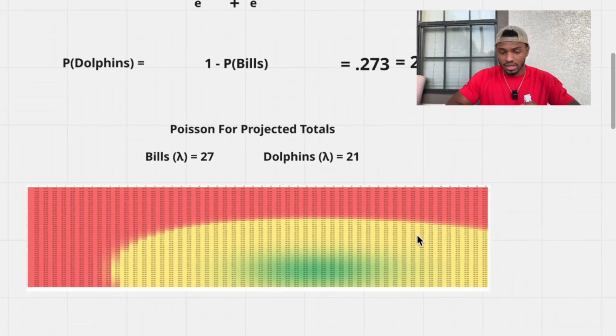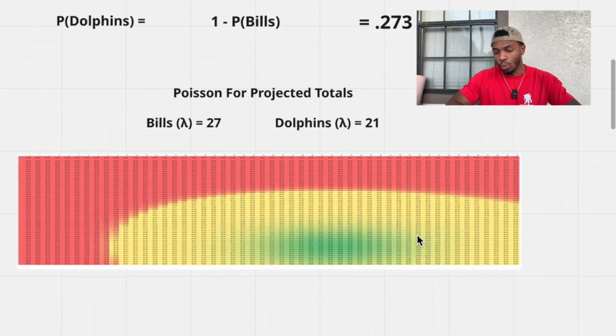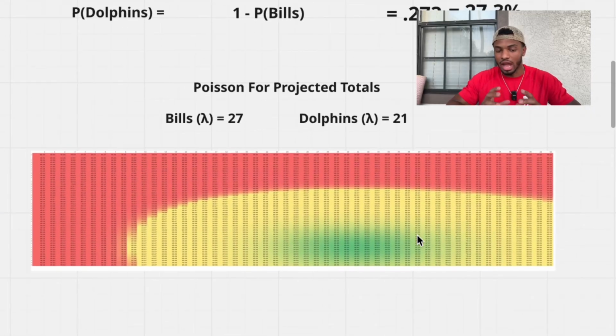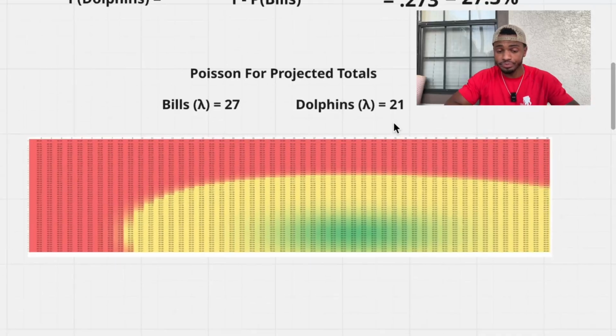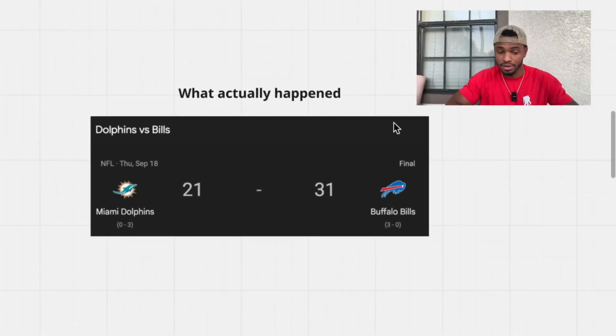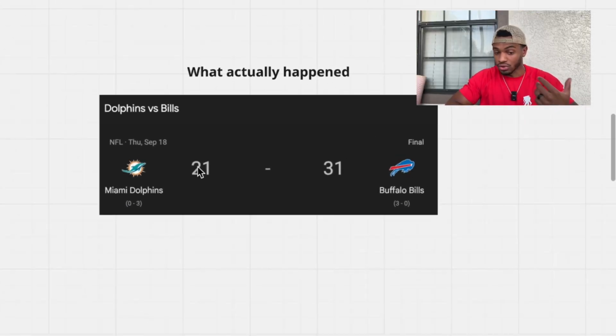Now, the Poisson distribution model is a way that we can estimate how many points we think each team is going to score, which is something I'm going to discuss a little bit later, and why it's useful for us as sports bettors. But for this particular matchup, we thought that the Bills would score 27 points and the Dolphins would score 21. Let's compare that to what actually happened. We had the Dolphins score 21 points and the Bills scored 31, so not too far off. And that is the power of math and statistics.